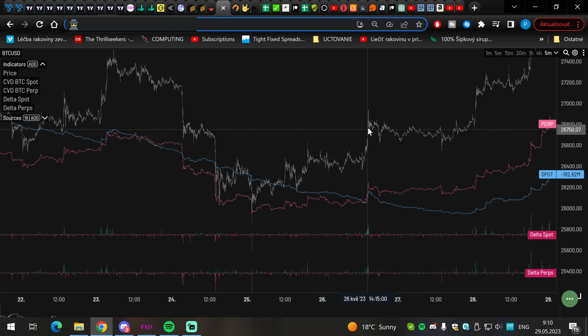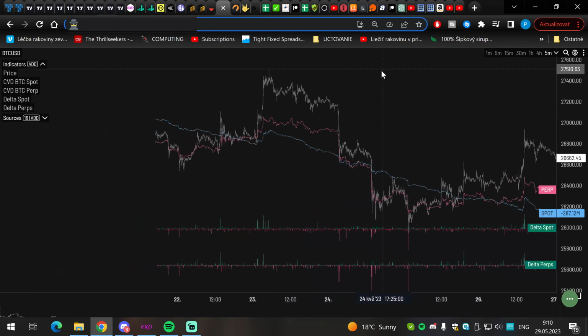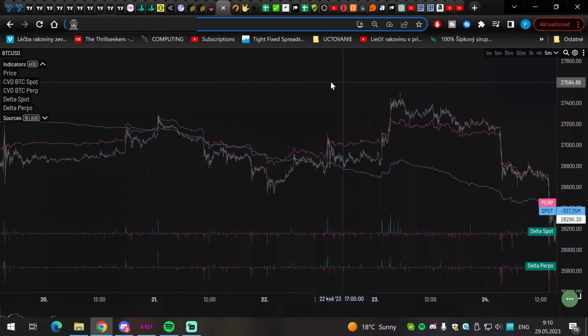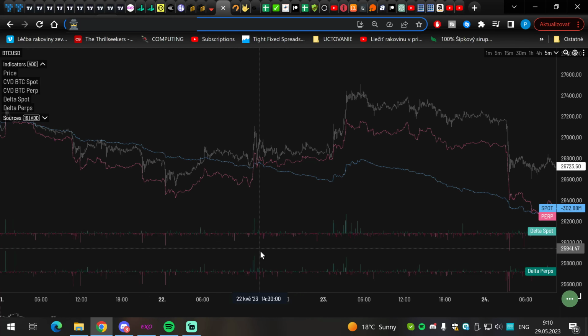And you see what is happening here. This is the first big increase in delta, and it's much larger actually than delta from perps. So this move is heavily led by spot. That's what I like to see. Sometimes we have the push. Look here. This was decent spot demand, right? The delta from the spot market was much larger than from perps.